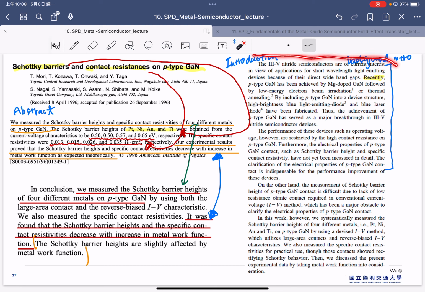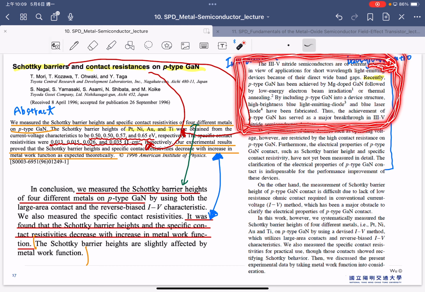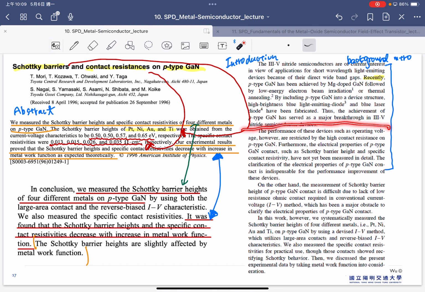To be honest, if you are not working on gallium nitride, this part doesn't really matter to you. It is just related to the history and background of gallium nitride. So when we write the introduction, there's always a part where we tell some of the history story, to explain how important gallium nitride is for semiconductor devices. And these also illustrate some of the historical background.